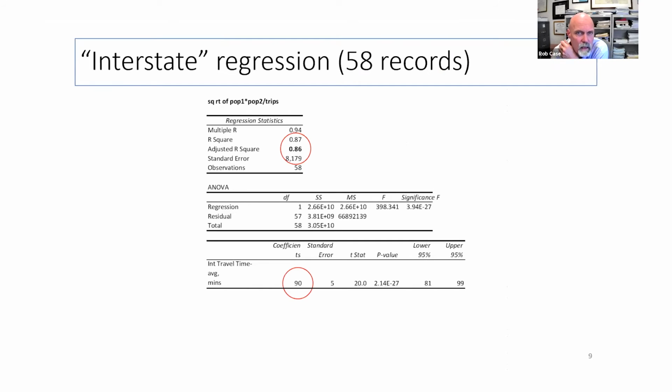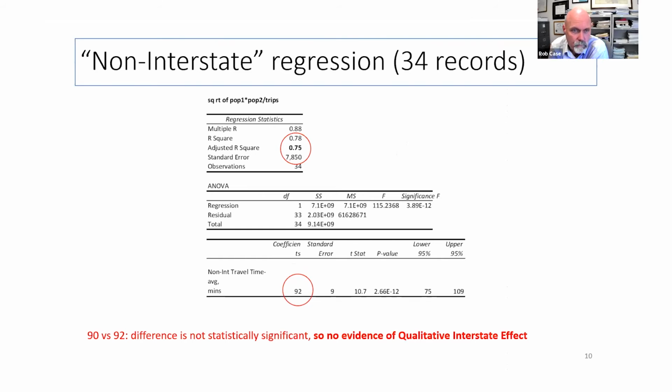Okay, so then when you plug that in, 58 records, you get a real good R squared, if you're familiar with that, 0.86. 1 is the highest you can get. And so there's our coefficient, 90. Okay, so remember that when we go to the next one, which is the non-interstate, and we had a little lower R squared, but notice that our coefficient is almost the same at 92. And so there's not a statistically significant difference between 90 and 92, as it turns out.